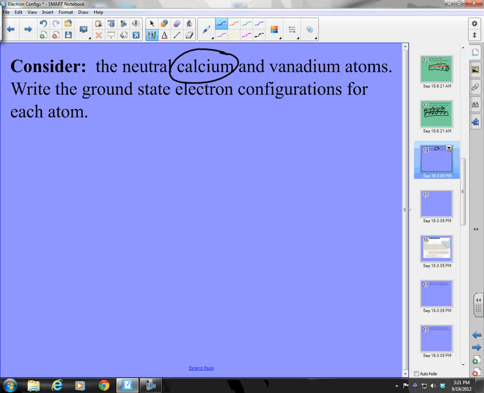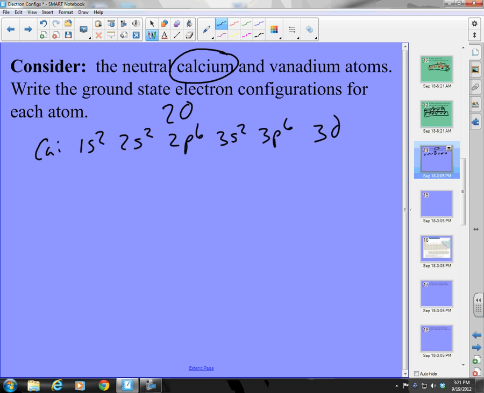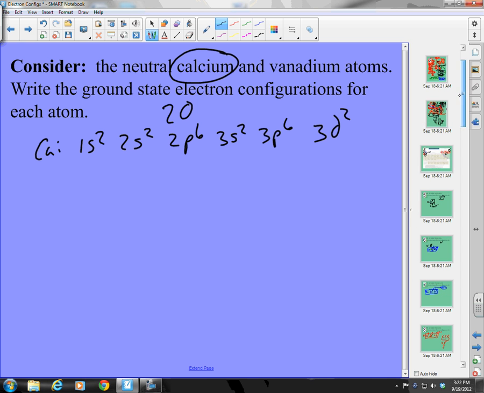Calcium, 20 electrons. 1s2, 2s2, 2p6. That's 10, right? 3s2, 3p6. Okay, what comes after 3p6? 3d. Okay, 10, and what do you say, 3d2? How many of you think 3d2? Does that make sense? Let's go back and look at our quantum numbers.